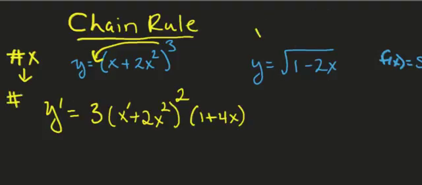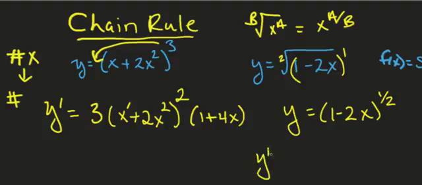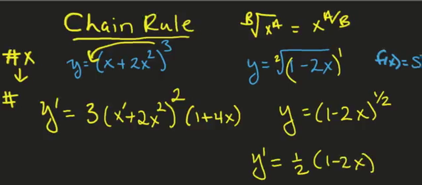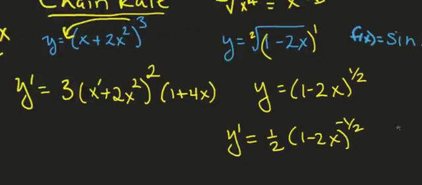This one we're going to have to use the rule I mentioned in the concept video that allows you to go from radicals to fractional exponents. This is understood to be a 2, and this is understood or implied to be a 1. So that's going to be 1 minus 2x to the 1/2. In that scenario, you take the 1/2, bring it down, subtract 1 from the exponent, and then now that we treated it like an x, multiply by the derivative of the inside.